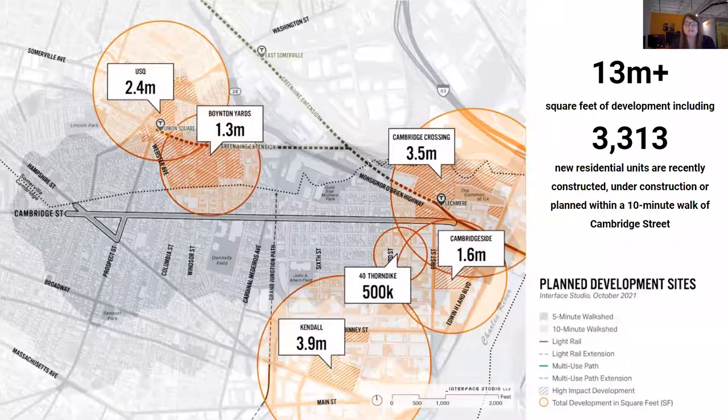And on the other side of this, it's really also going to help maybe support some of these smaller retailers that have been struggling with all of the residential development, but there are impacts to consider.